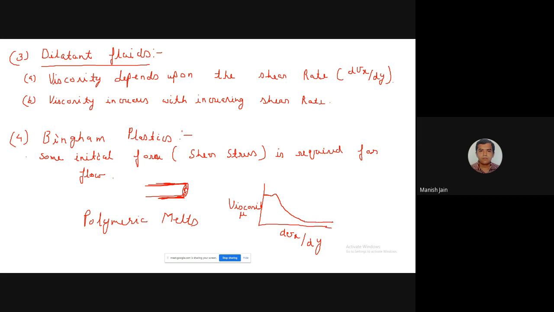Now if you compare this graph, here the viscosity is constant. From this region, viscosity is constant with the shear rate, so it is a Newtonian region. In this region, the fluid behaves as a Newtonian fluid. In the region where viscosity slightly increases with the shear rate, that is the dilatant region.